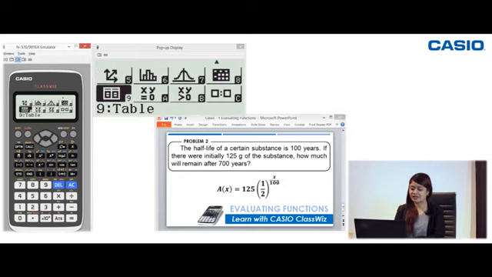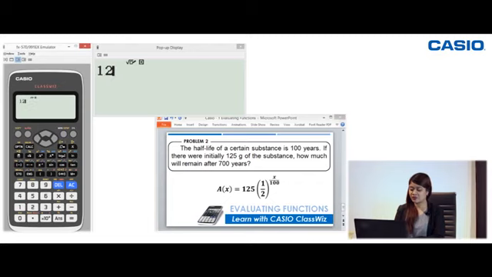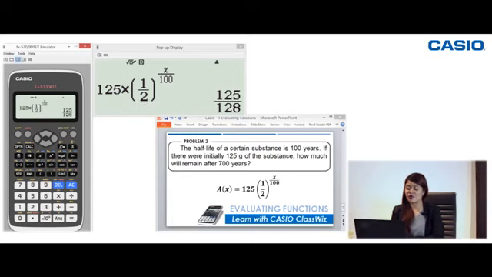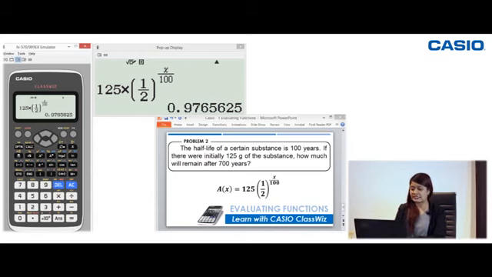So we just go to calculate mode, input the function 125 times 1/2 raised to x over 100. And let's calculate the value when x is equal to 700. We have 125 over 128 or 0.98 grams. But again, what if we want to find the values, the amount of the substance after 100 years, 200 years, 300 years, 400 years, up to 500 years.